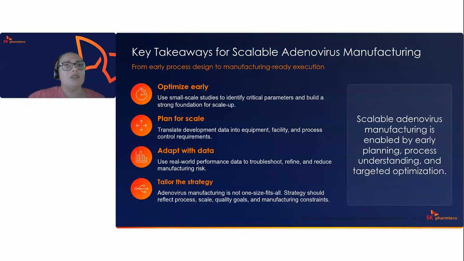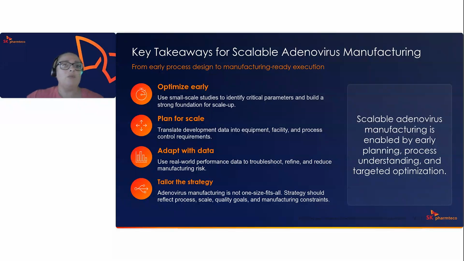So some key takeaways for scalable manufacturing of adenovirus. Achieving scalable adenovirus manufacturing requires a strategic shift from early process design to manufacturing-ready execution through several key actions. First, we need to optimize early by designing small scale studies to identify those critical parameters that build a strong foundation for our future scale-up. It's equally important to plan for scale by transitioning developmental data into specific requirements for equipment, facility layout, and process controls. Throughout, we're always adapting with data and using real-world performance results to troubleshoot, refine, and effectively reduce manufacturing risks.